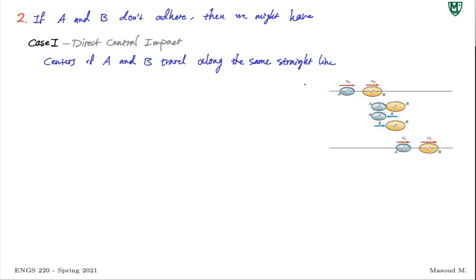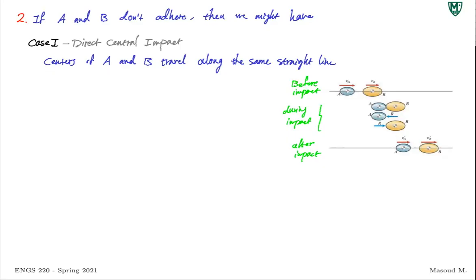So this is before impact. This is during impact, and this is after impact. A goes faster than B, so A is going to hit B from the back. They both are traveling along the same straight line. Remember that. That's case one, direct central impact.